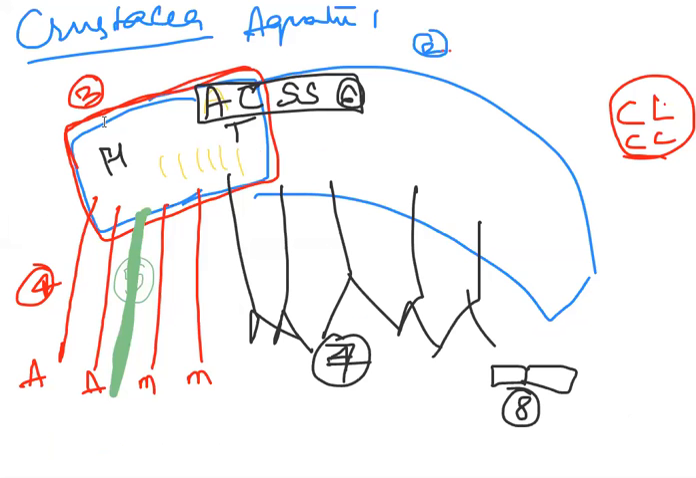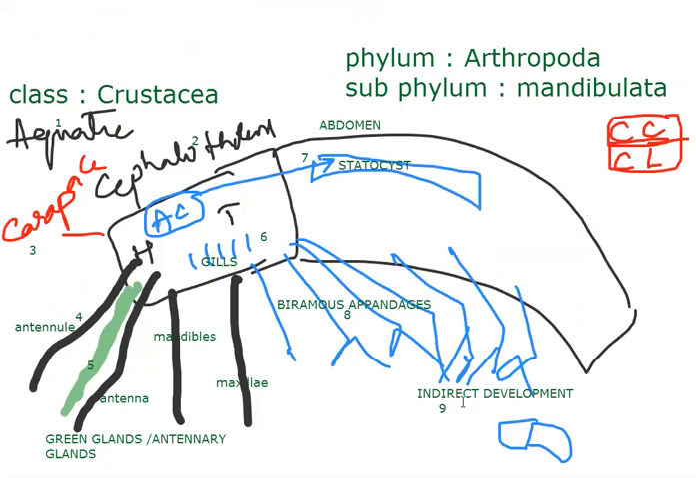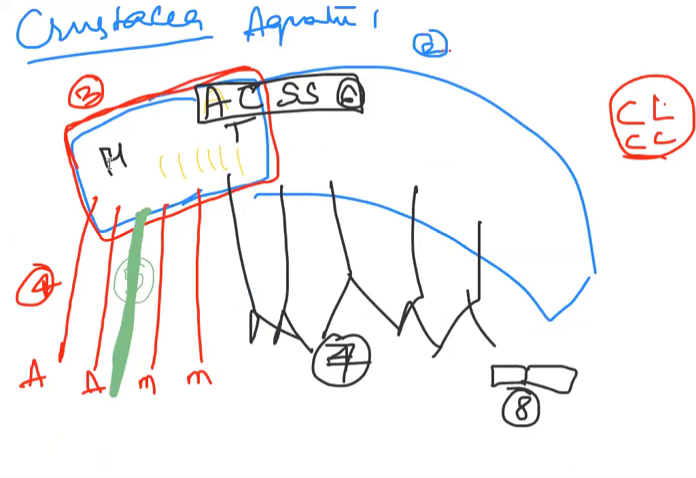Okay, number three, carapace. Body is covered by carapace. The cephalothorax is covered by the chitinous carapace. Next, this is the fourth point.